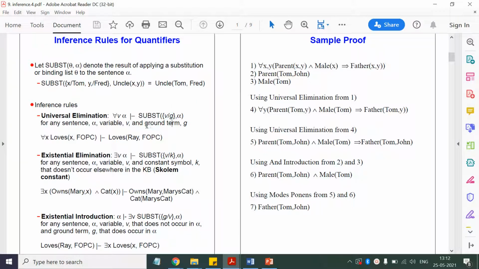What do we mean by g? g is known as a ground term. This is one of the entities from the universe of discourse. Here the universe of discourse is people, right? So we have replaced that v, which is our x here, by one of the persons from the universe of discourse. So this is how we can eliminate the universal quantifier.